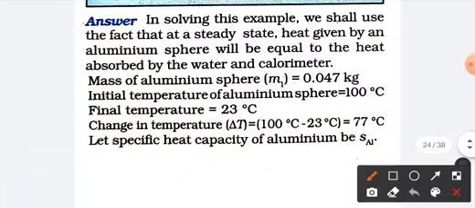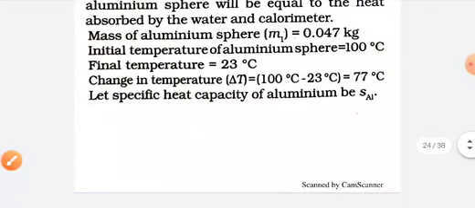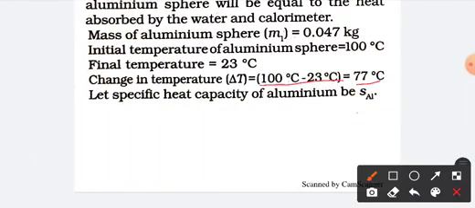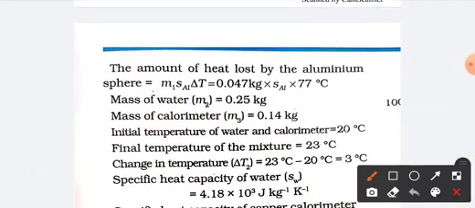So the mass of the aluminium sphere was given as 0.047 kg, and the temperature of the aluminium sphere we had brought to 100 degrees Celsius by boiling it with the water, and the final temperature should be 23 degrees Celsius. So what is the change in temperature? It is 100 minus 23, that is 77 degrees, delta T here. Specific heat capacity of aluminium is denoted by S_Al. Then the amount of heat lost by the aluminium will be m s delta T, that means 0.047 kg into S_Al into 77 degrees Celsius.